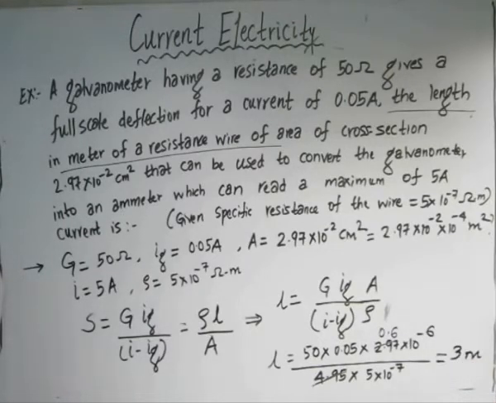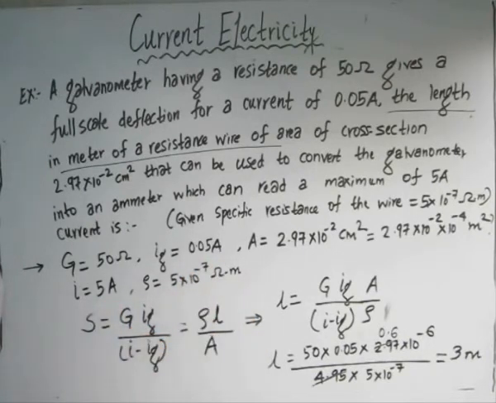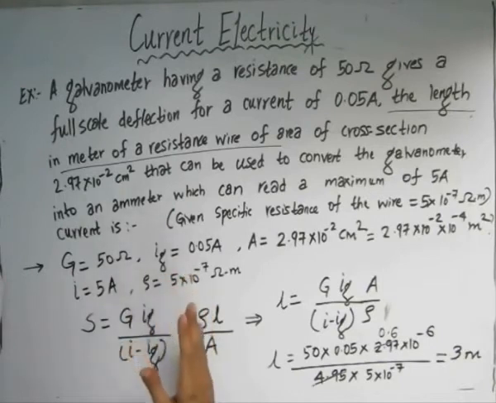So this is the length of the wire which has to be used so that we can get a shunt resistance which can measure a current of 5 ampere, so that we are increasing the range of the galvanometer. That is, we are increasing the range of the ammeter from 0.05 ampere to 5 amperes. That means if we use a shunt resistance in parallel across a galvanometer, there is a large change in the maximum deflection current.